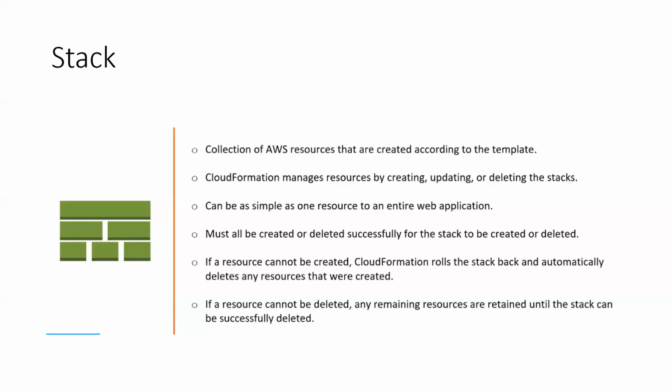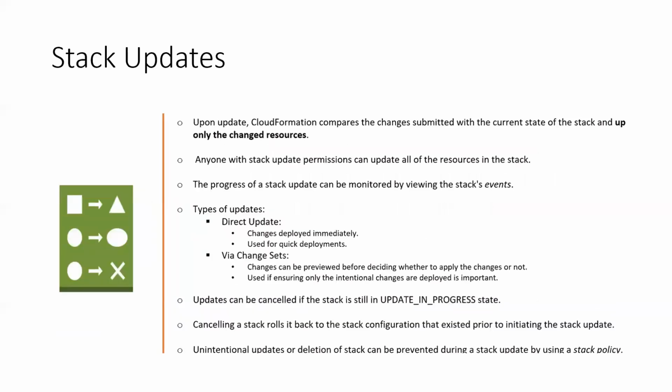Let's say that you have defined 5 resources. Out of 5 resources, 3 are created and 2 it is unable to create due to some unforeseen issues. Now it will roll back those 3 also, because it cannot create all your resources. Similarly for deletion, any resources which it is unable to delete will be retained until your stack is deleted. We'll understand this when we talk about the code.